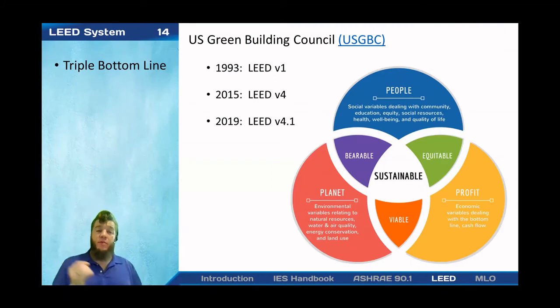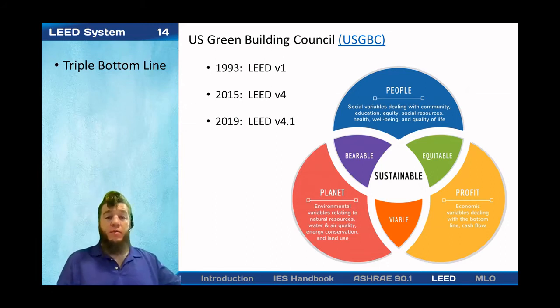And so that brings me to the concept of sustainability, specifically with respect to the LEED system. Okay, so the LEED system, or the Leadership in Energy and Environmental Design, was originally released in 1993. It's administered by the U.S. Green Building Council, as you can see up there at the top of the slide. And the current version is version 4. That was released in 2015. We also have version 4.1, and despite the 0.1 in its name, version 4.1 is a substantial update to version 4. And that was released in 2019.